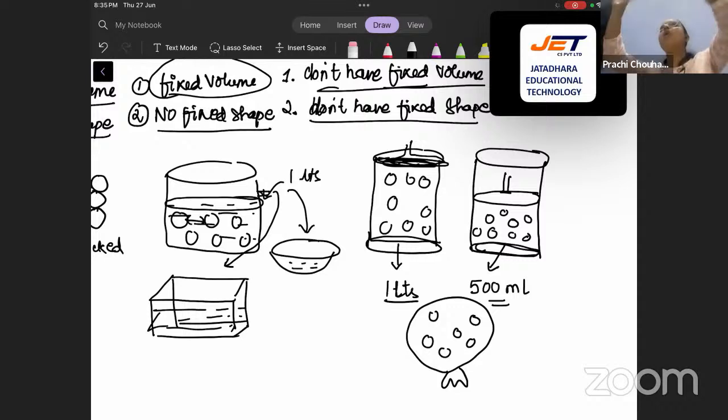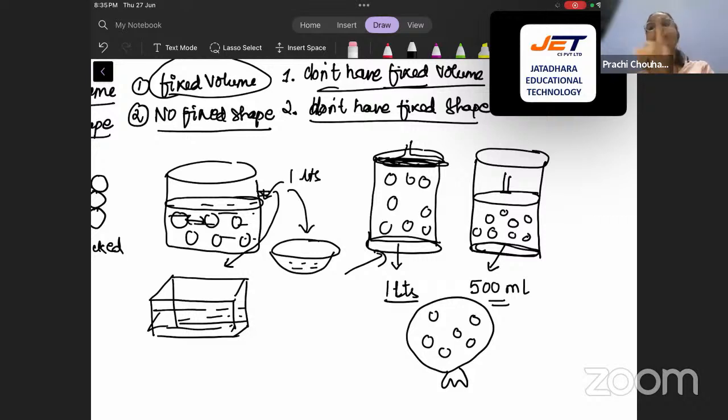They will occupy all the space that is available to them. For example, let's suppose I take this cylinder and I open it in your room, the room that you are sitting in, then what will happen? They will occupy all the space that is present in that room. So now the volume has increased so much. So here for gases, the volume is not fixed.